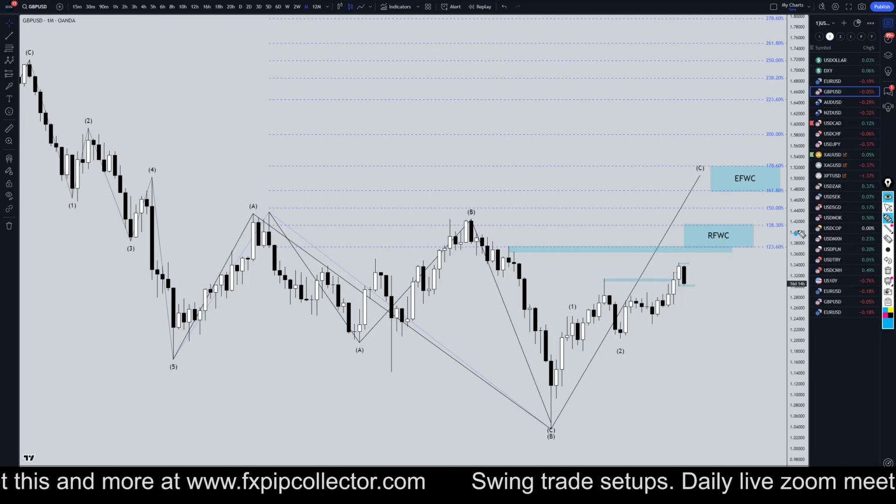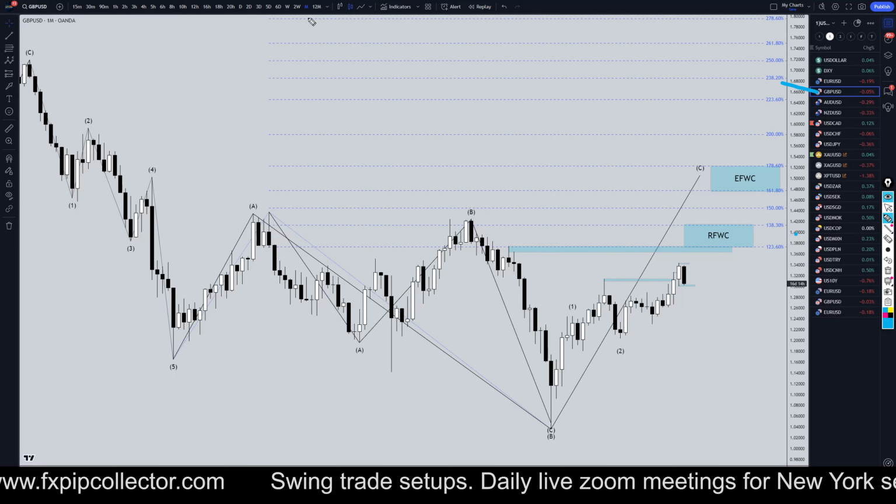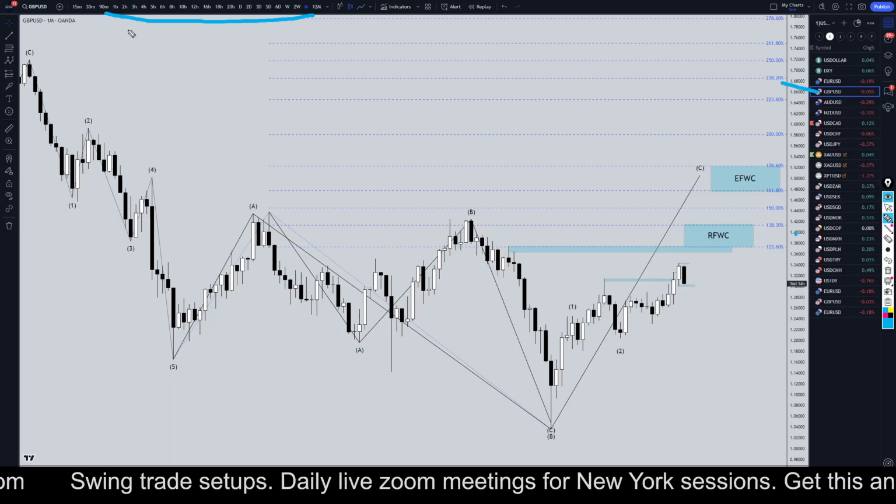Today is Tuesday, October 15th, and I'm going to be analyzing the pound US dollar, starting on the monthly, working my way all the way down to the 1 hour time frame for the full top-down analysis.